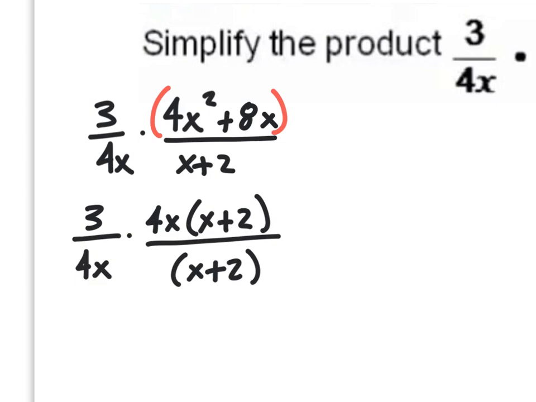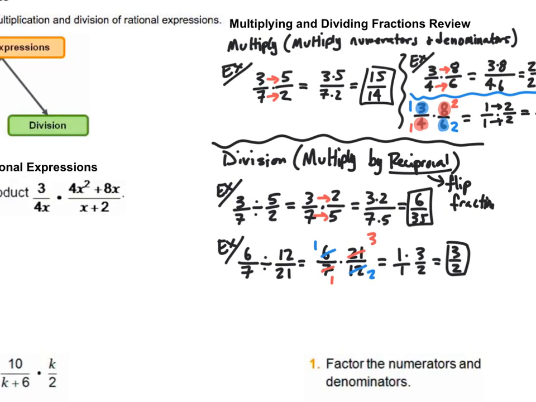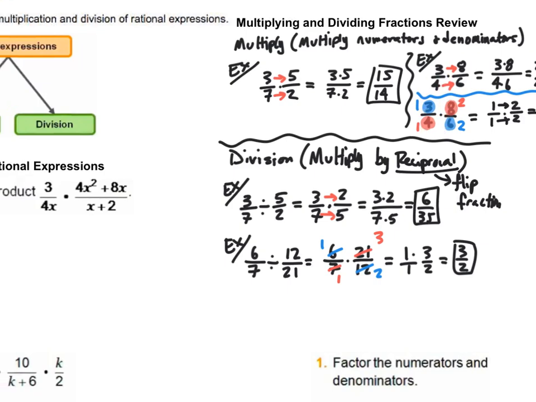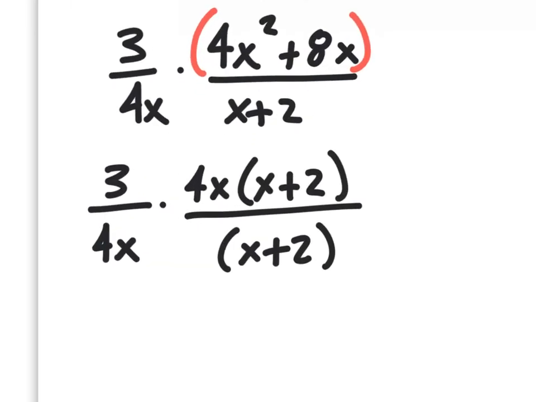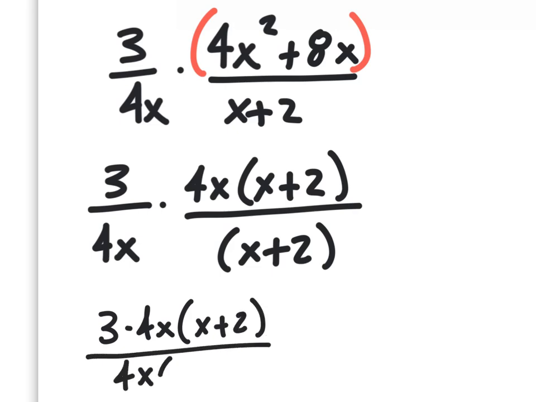Now, remember when I started dividing things out up over here? The reason I'm able to divide things out and simplify them is because I'm multiplying. So let me rewrite this as 3 times 4x times the quantity x plus 2, and I'm dividing all this by 4x times x plus 2. Now the things I can divide out are the x plus 2 factors, and I can also divide out the 4x and the 4x.